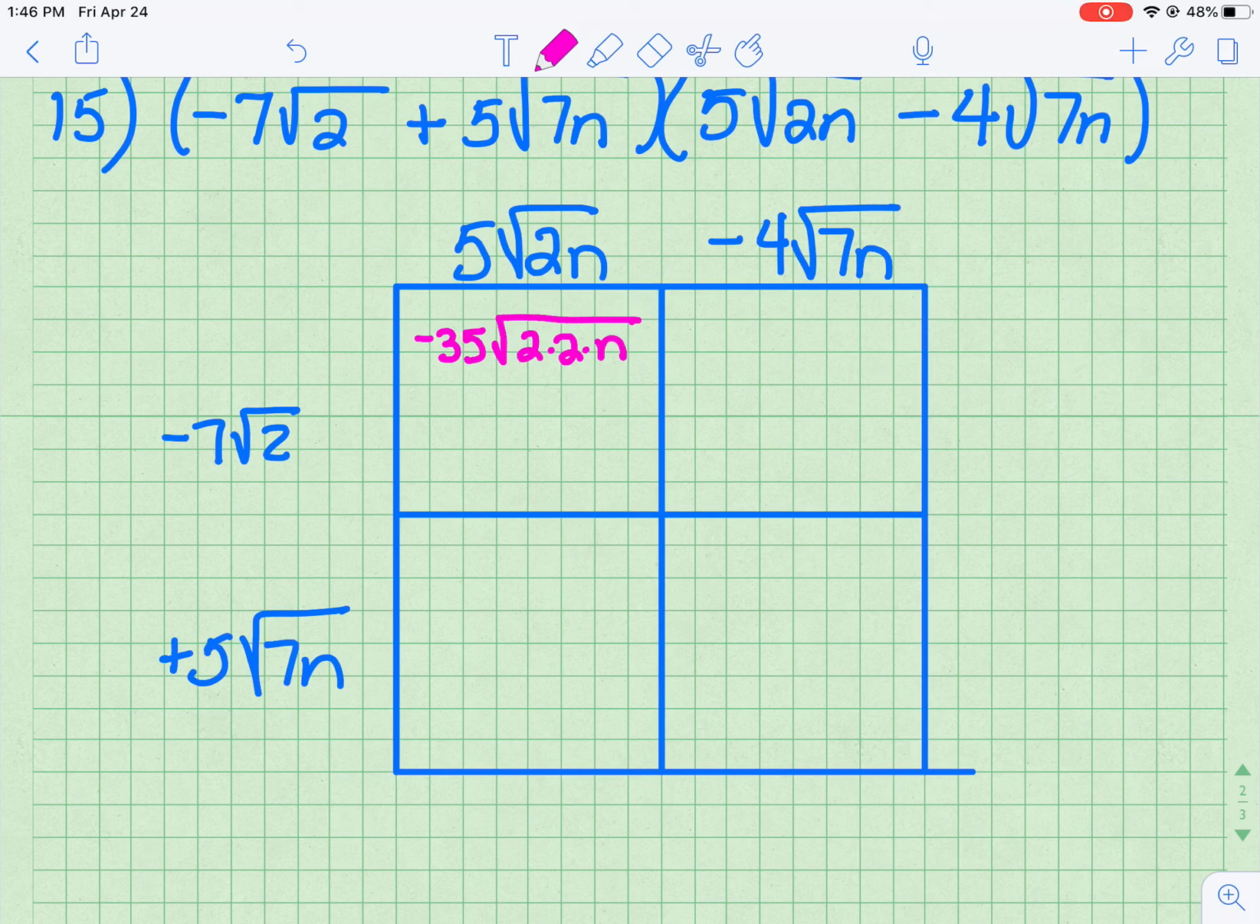Then the next box is outside times outside, so that's -7 times -4, which is a positive 28 on the outside. And on the inside, I have the 2, the 7, and the n. Now the next one, outside times outside is 5 times 5, so that's 25. And on the inside, I have a 7, an n, a 2, and an n.